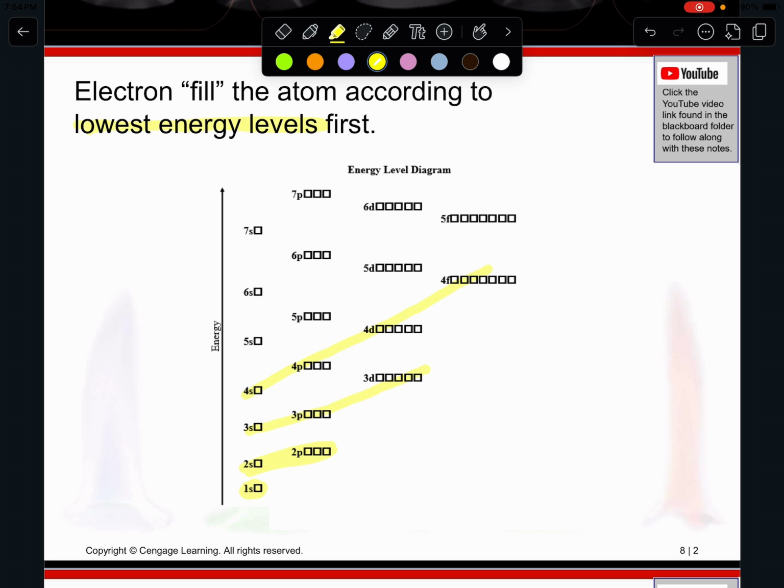Now, that doesn't mean they fill the entire fourth energy level. There are some energy levels in between that need to be filled before we continue on and expand that third or fourth energy level, and we'll get to that in a few minutes.